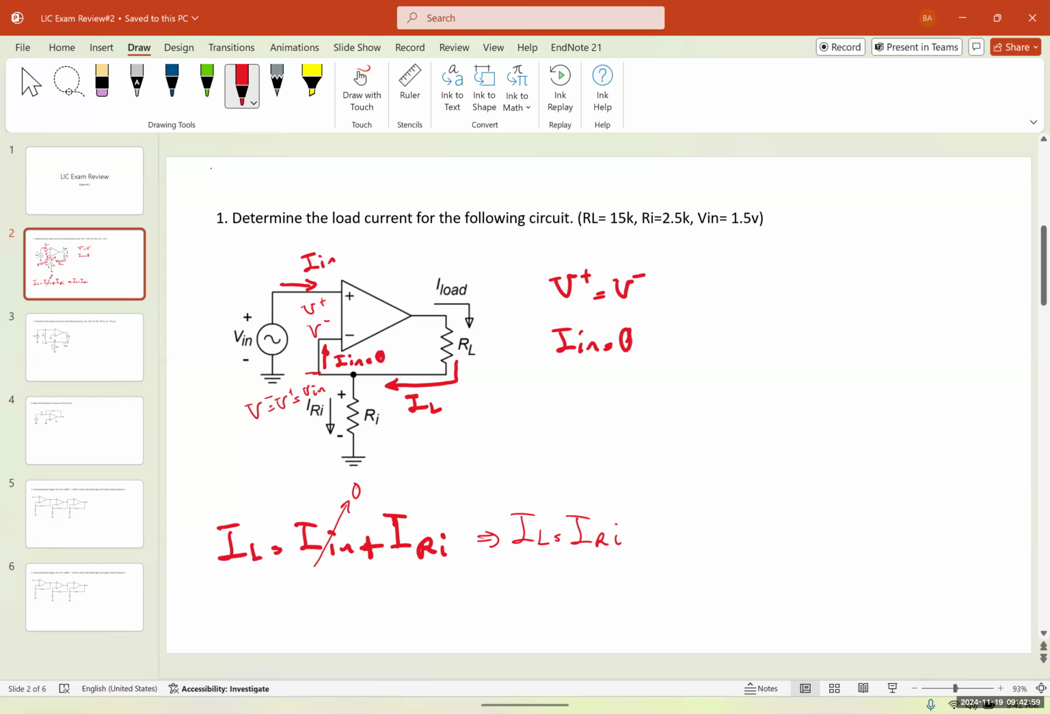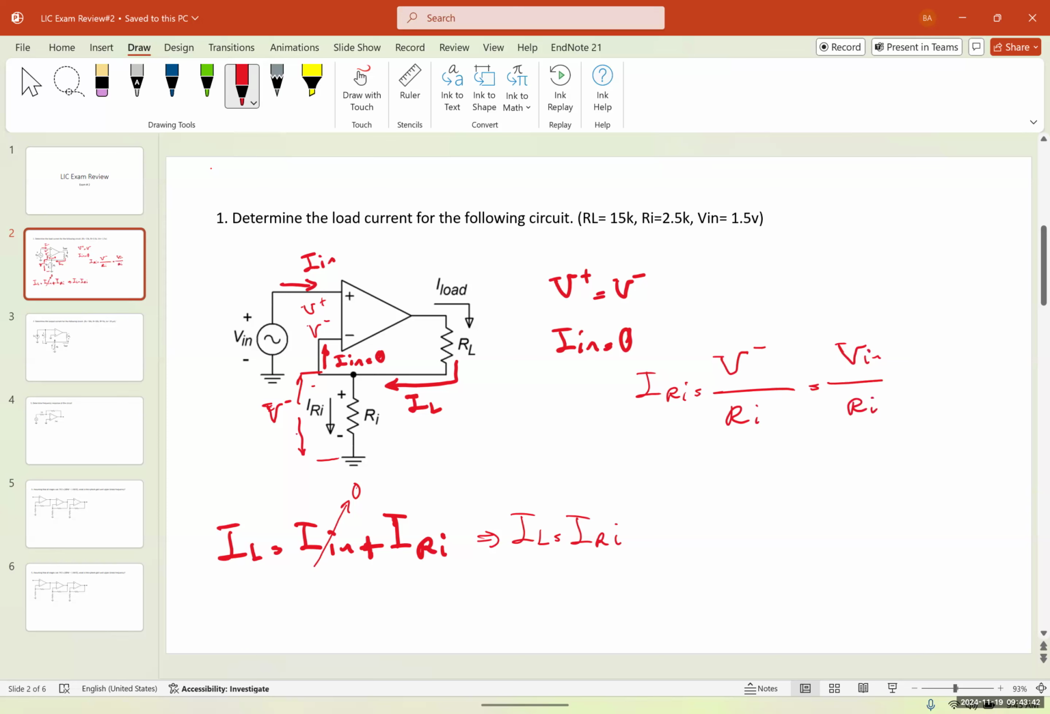Now, what is the current of Ri? I'm going to use Ohm's law. It's going to be the voltage from here to here, which is V negative, over Ri. And what is V negative equal to? It's actually equal to V positive, which is equal to Vn. So it's going to be Vn over Ri.